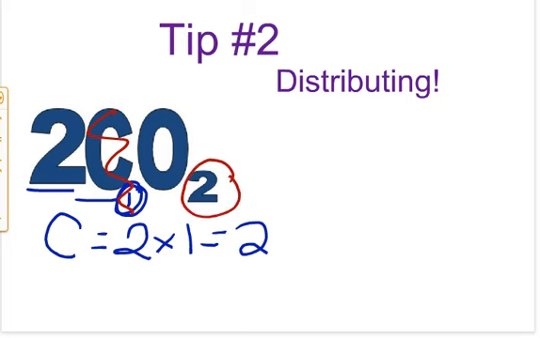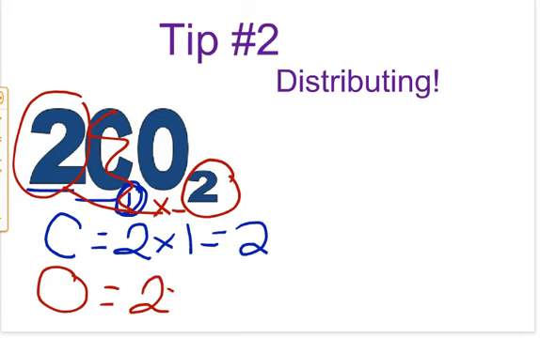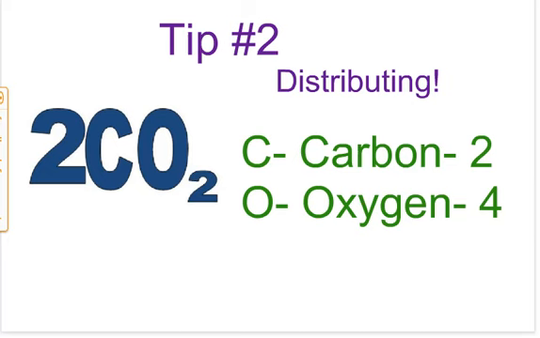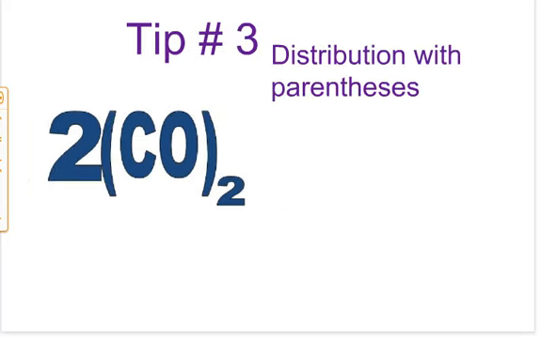We have a 2 right here and a big 2. So we're going to multiply them together. So oxygen is 2 times 2, which is 4. So there are 2 carbon atoms and 4 oxygen atoms.